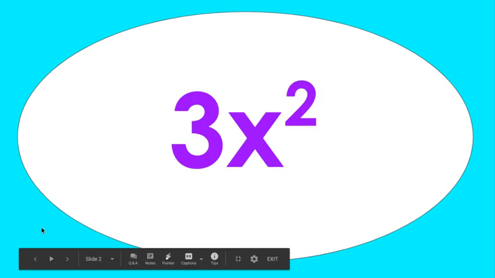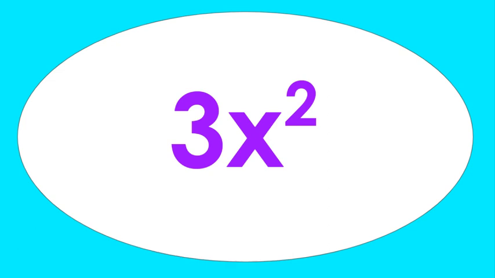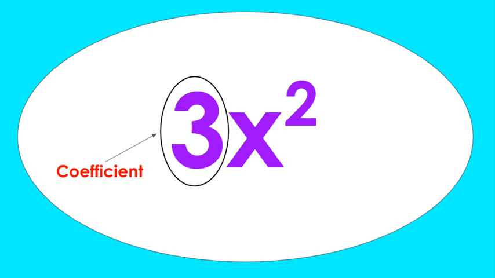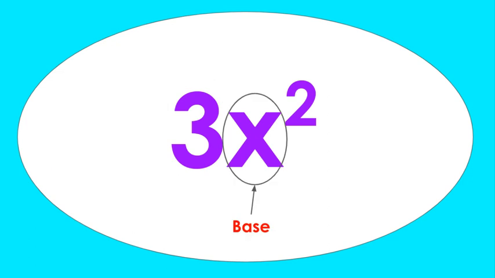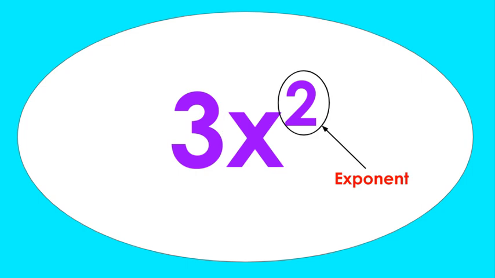Here we have an example of a monomial. It is one term because there are no plus or minus signs anywhere in it. The number in front, the 3, is called the coefficient. The variable, in this case x, is known as the base. It is the base because there is an exponent of 2 attached to it. Anything that has an exponent attached to it is considered the base. And in most of our examples, the base is going to be a variable.